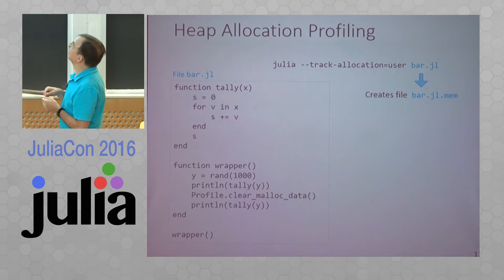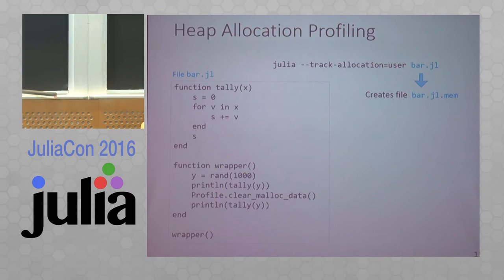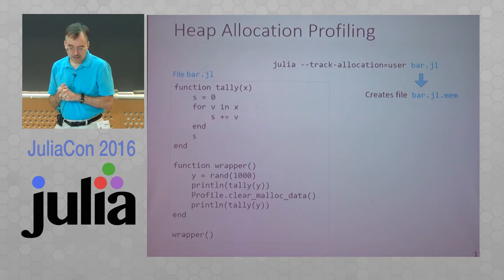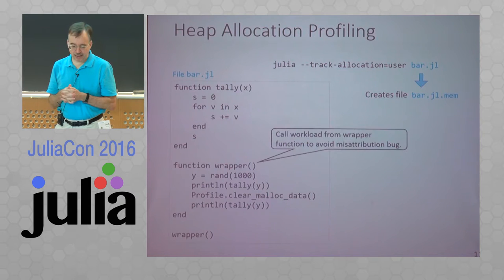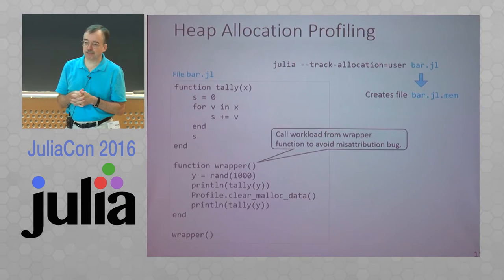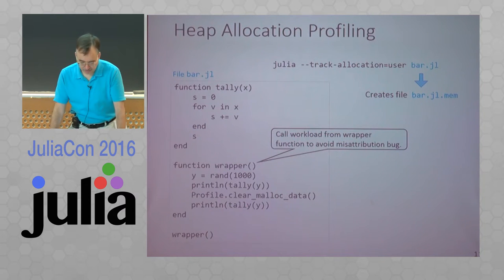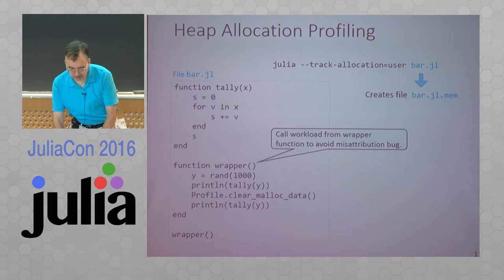you write your code and say, maybe this has a problem here. And so then if you run Julia with this track allocation equals user option, it's in the documentation, then when you run your program, it will create some profile files for each of the pieces of source code. The name of the file will be the same as the source file, but with a .mem suffix, and it'll tell you where the allocations are happening.